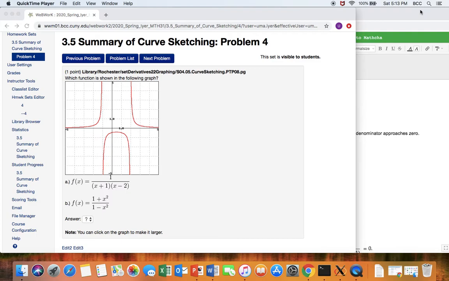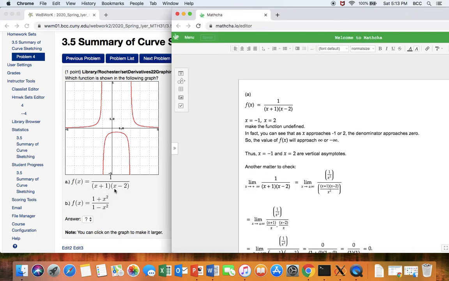Okay, so the first function is 1 over (x plus 1)(x minus 2). Notice x equals negative 1 and x equals 2 make the function undefined. In fact, as x approaches negative 1 or 2, the denominator will approach 0. So the value of the function will approach either positive infinity or negative infinity, depending on the right hand limit or left hand limit of either of these two numbers. In other words, negative 1 and 2 will give you vertical asymptotes.